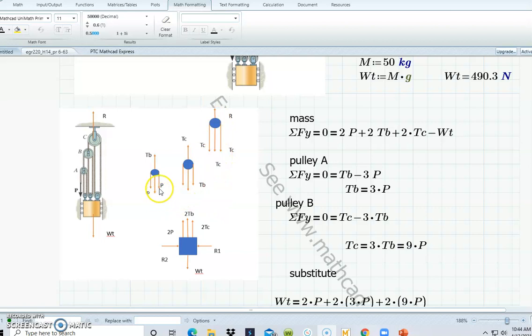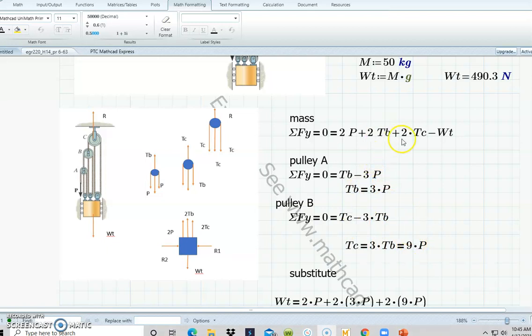Then if I start here, sum up the forces. First I have 50 kilograms, so I calculate the weight. And then I started on the mass here, and so I've got the weight down, 2TP, and 2TC. And then I'm going to come back to this one. I want to start at pulley A, and I got TB up and 3P down. So sum of the Y's equals 0. That gives me TB equals 3P. And then I can go here. I got TC up and 3TB down. So TC is 3TB, but TB is 3P. So that gives me TC is 9P.